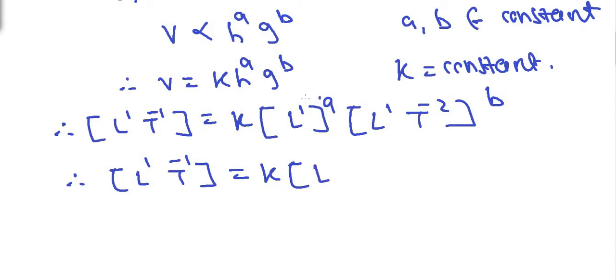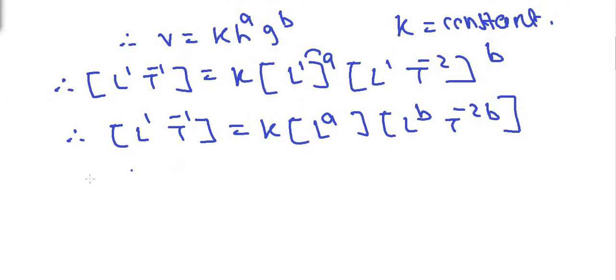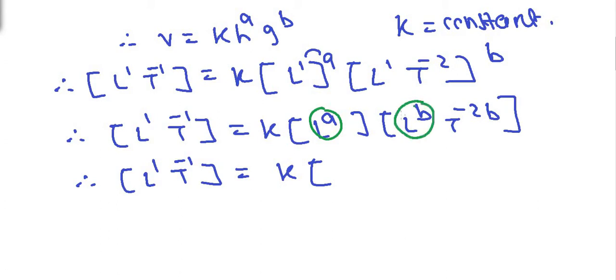So 1 into a is a. Next bracket, L raised to 1 raised to b: 1 into b is b, and T raised to minus 2b. Okay. Now the next term. Therefore, L raised to 1 into T raised to minus 1 is equal to k into, have a look over here, the L terms: L raised to a multiplied by L raised to b. Base same and multiplication, so addition of indices: L raised to a plus b, and T raised to minus 2b.